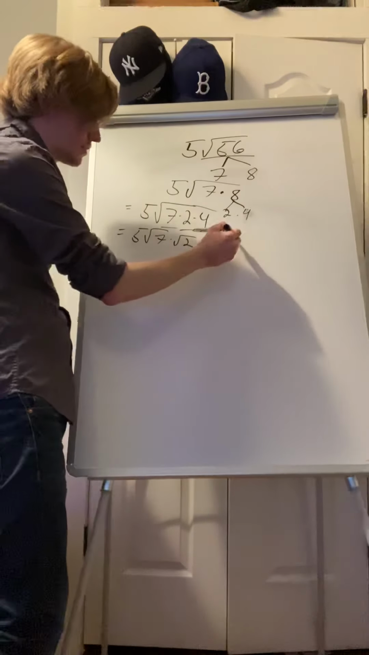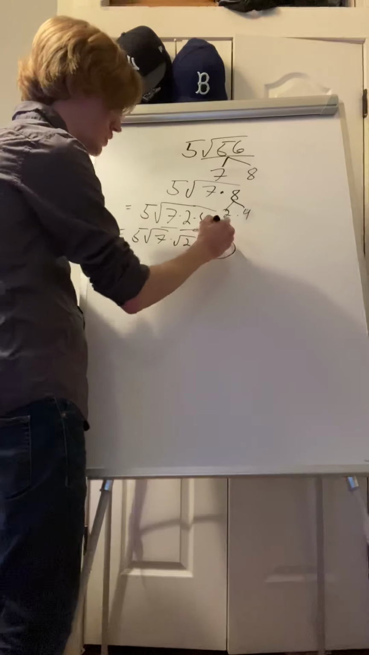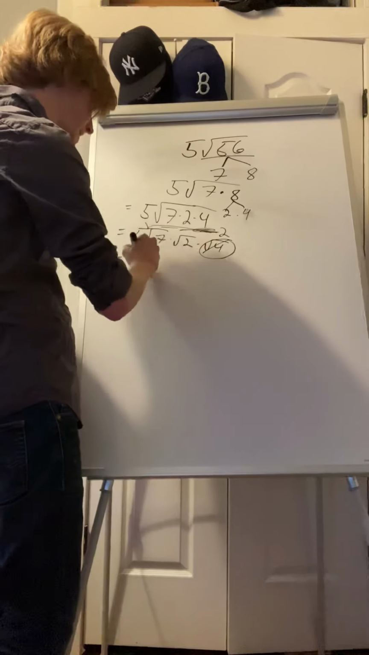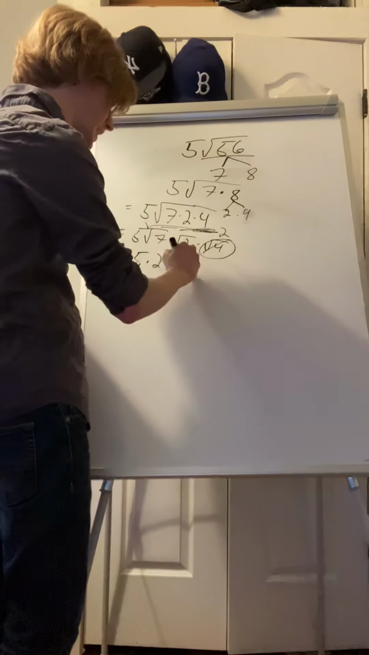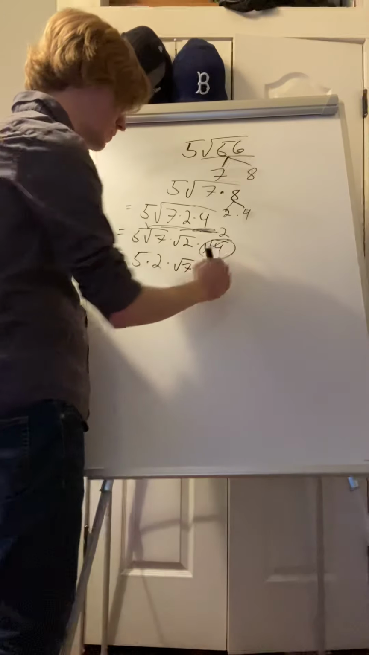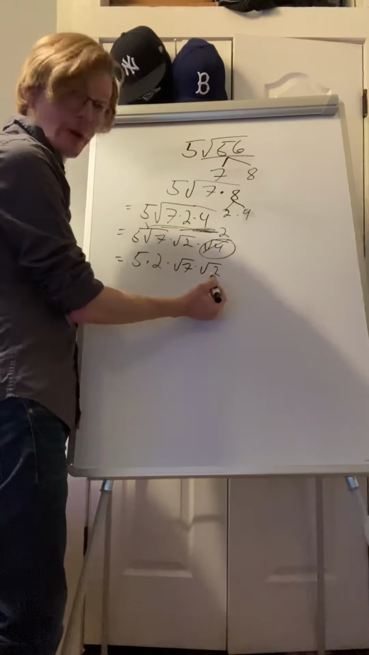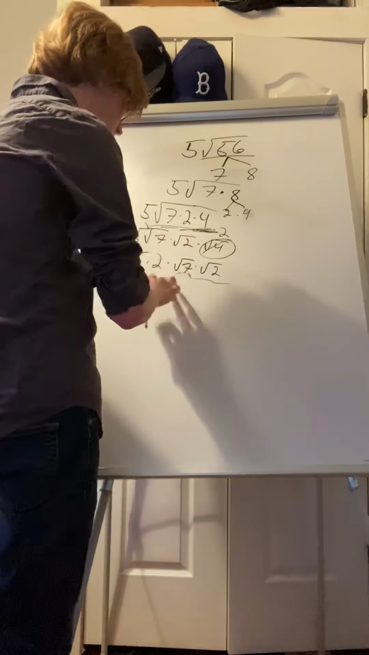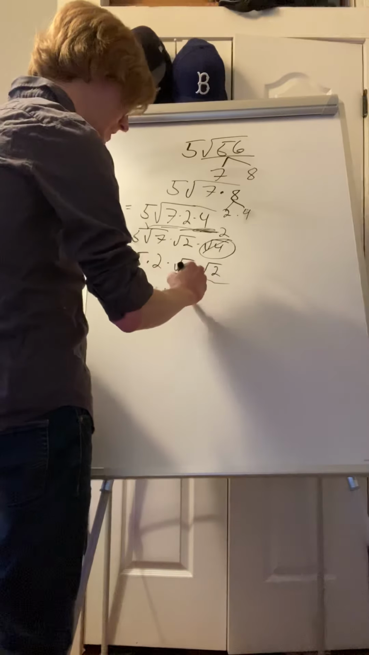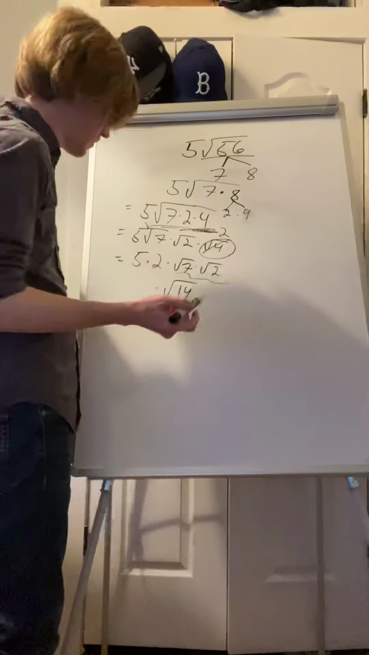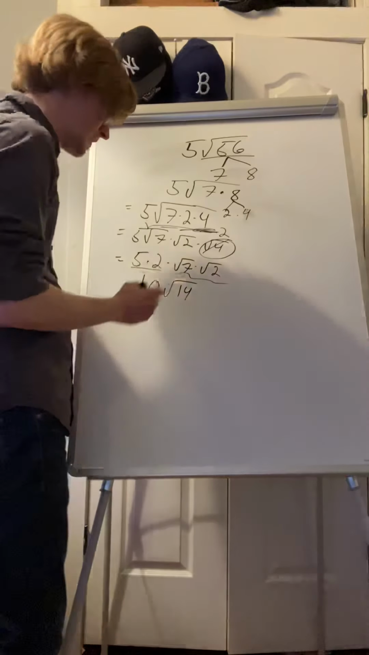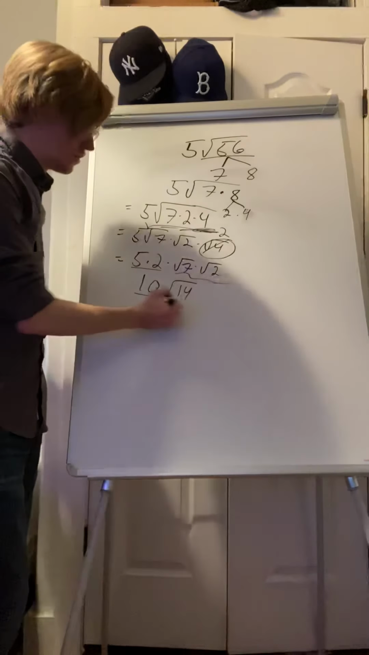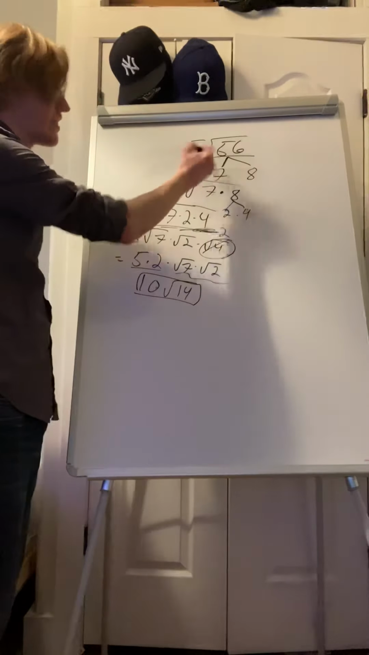One of these is a perfect square. The square root of 4 is a perfect square. We can solve that. The square root of 4 is 2. So that 2 now comes out. And we get 5 times 2 times the square root of 7 times the square root of 2. Well, using our exponent properties, we know that the square root of 7 times the square root of 2 simplifies to the square root of 14, because 7 times 2 is 14, and then 5 times 2 is 10. The 10 times the square root of 14 is the final simplified version of 5 times the square root of 56.